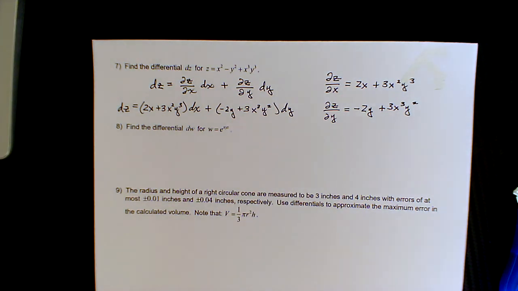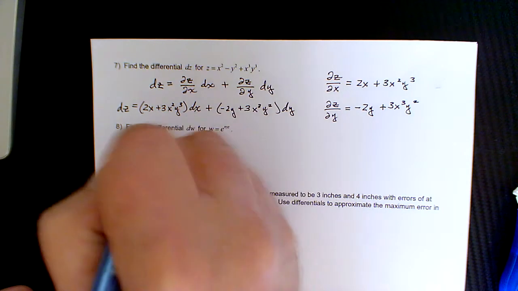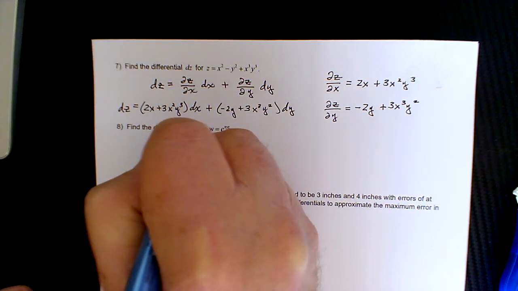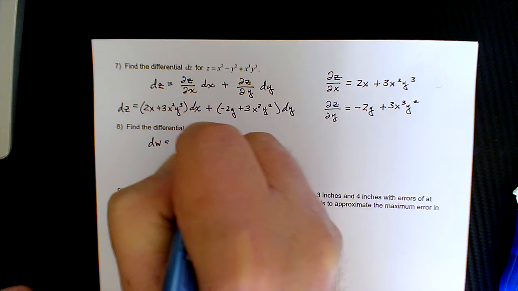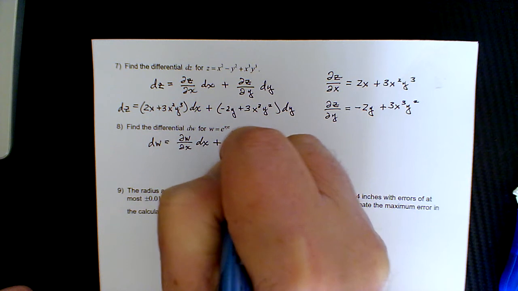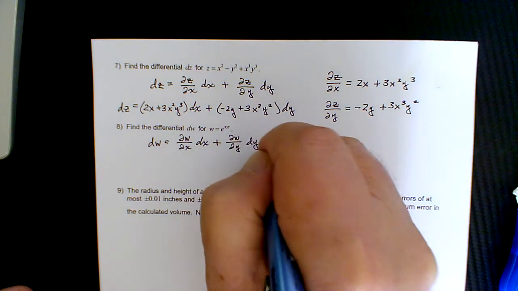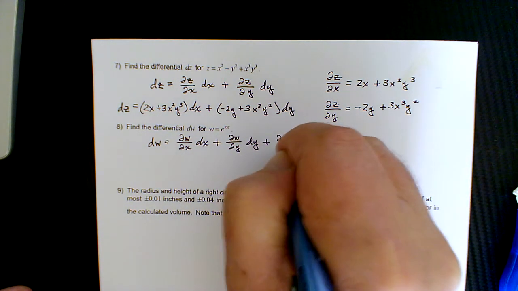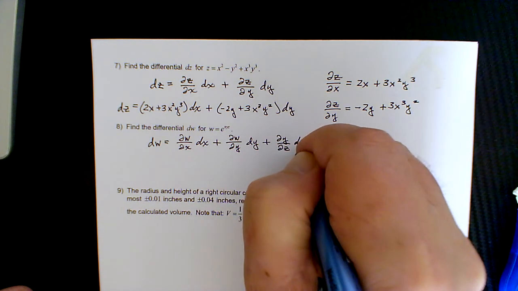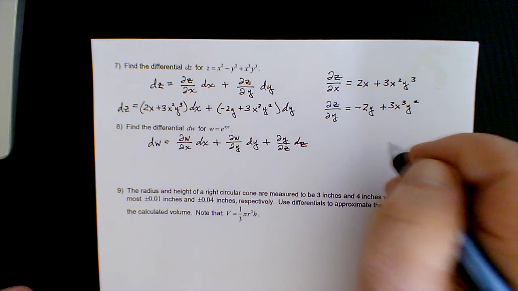Okay, so now move on to number 8. Now we have a function of 3 variables, and the total differential dw then is again a definition. Partial w with respect to x times the differential dx plus partial w with respect to y times the differential dy, and then plus the partial w with respect to z times the differential dz.